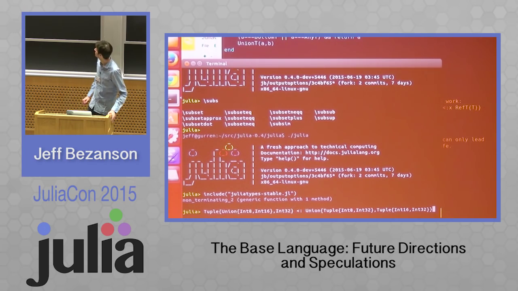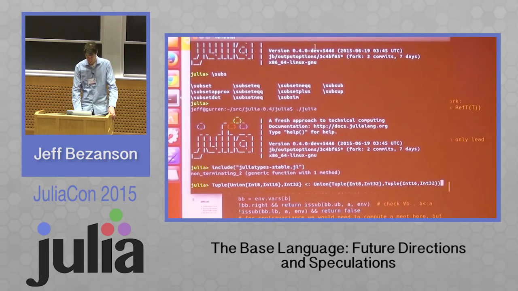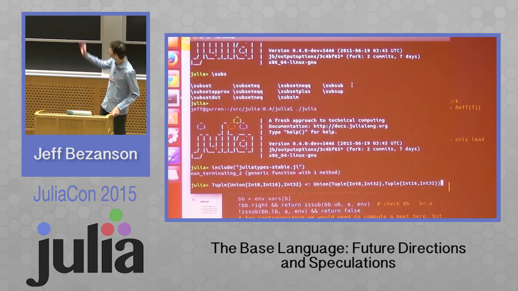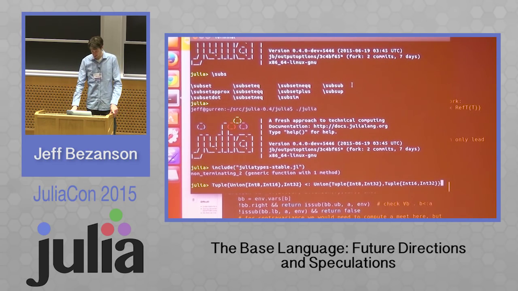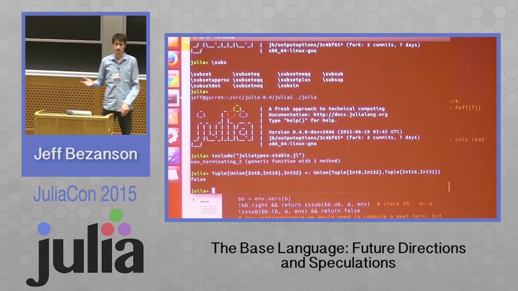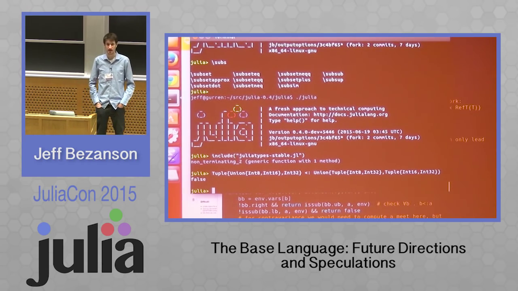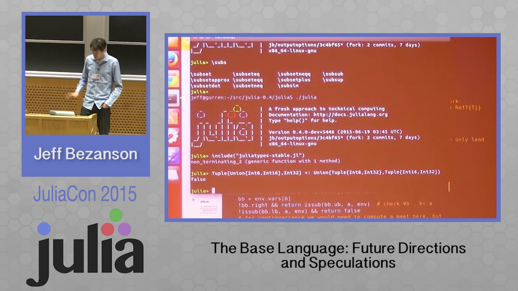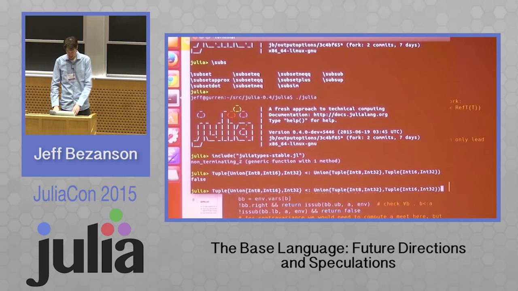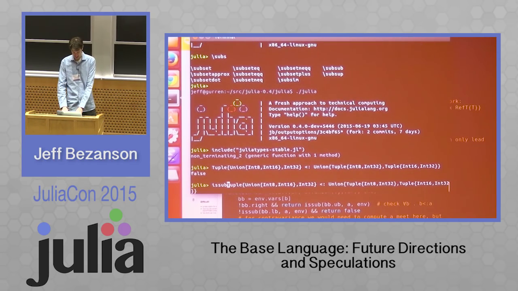Okay, so here's an example from the last slide. I can have this tuple of unions or the union of tuples, and if we try this in the current Julia, it actually says false. So, much to my embarrassment, the algorithm we have currently in the system doesn't do this right. But there's hope, because I have an implementation.